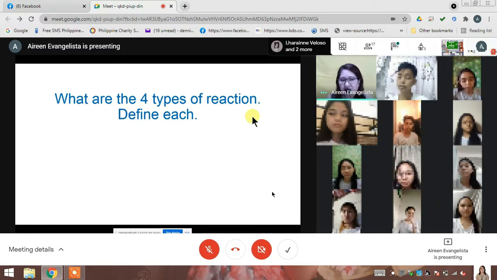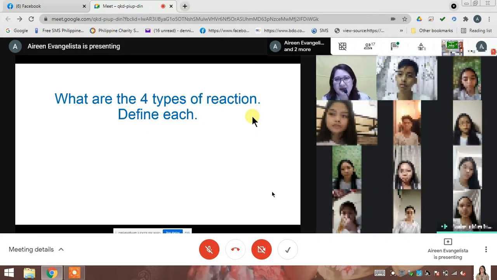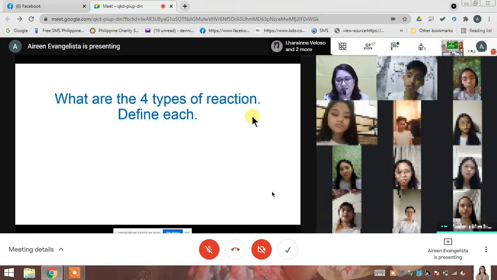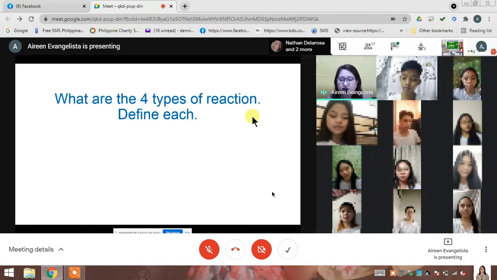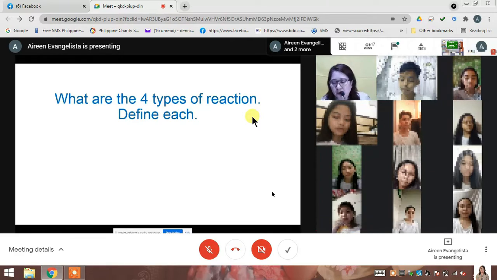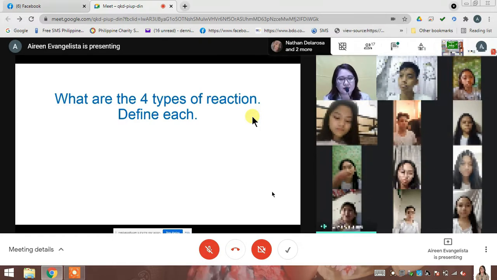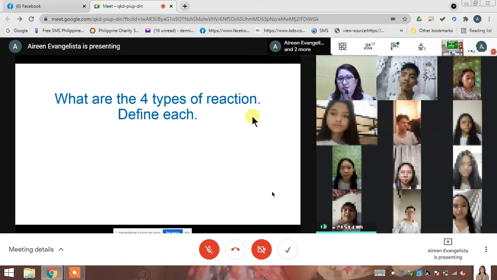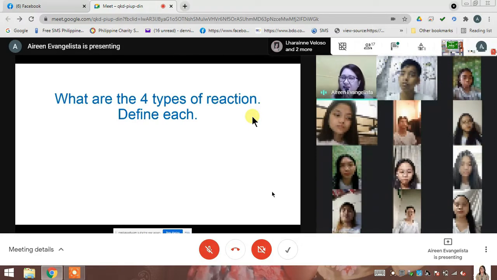Okay, who can define first the combination reaction? The combination reaction is a reaction where two reactants are combined into one product. The reaction has the following general form: A plus B yields AB. Yes, that's correct. Arabella, how about the decomposition reaction? Any volunteer? Yes, Erica? Decomposition reaction is when one reactant breaks down into two or more products. It can be represented by the general equation AB yields A plus B. Okay, very good. How about the single replacement reaction?